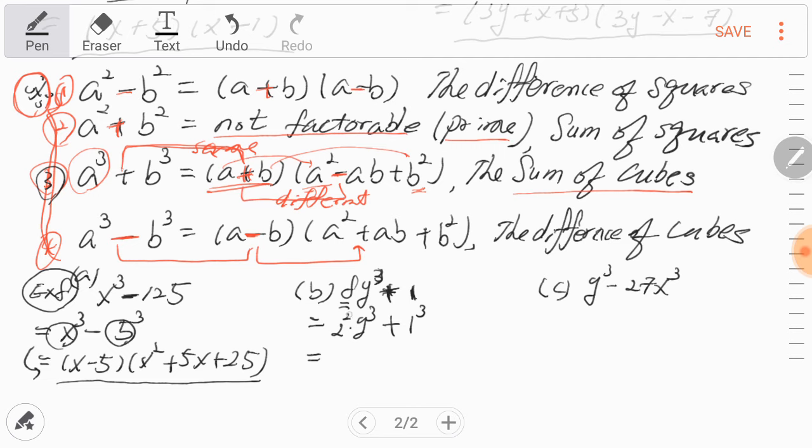So 8 is 2 cubed, and since these cubes are multiplied together, we can put 2y as one base. So 2y cubed is 8y cubed, plus 1 cubed. So this is the sum of two cubes. Let's use the formula, number 3 formula.